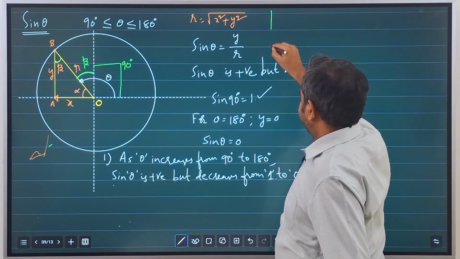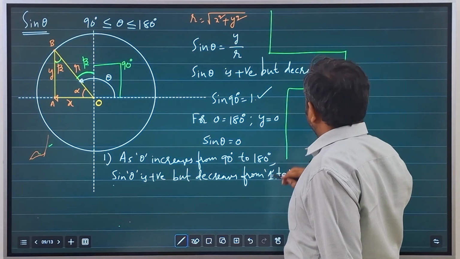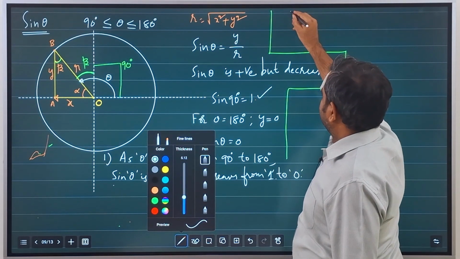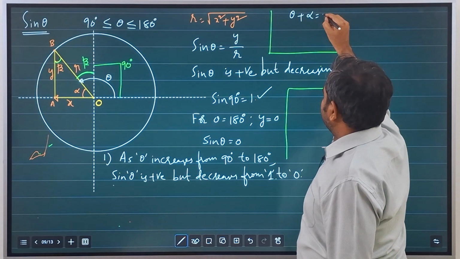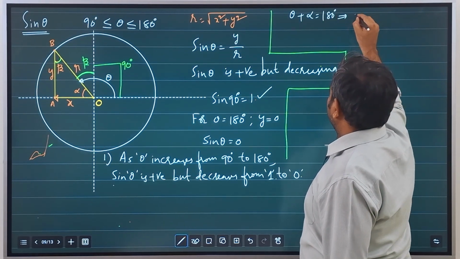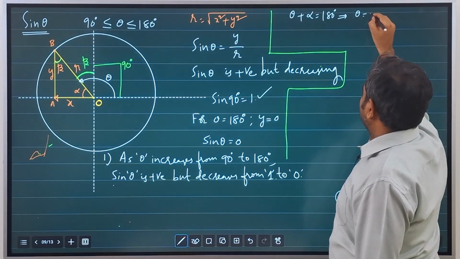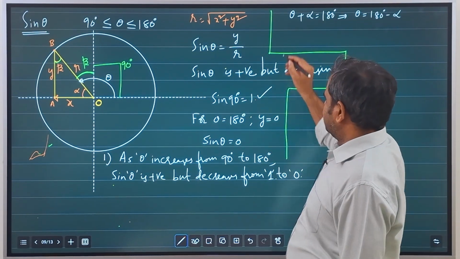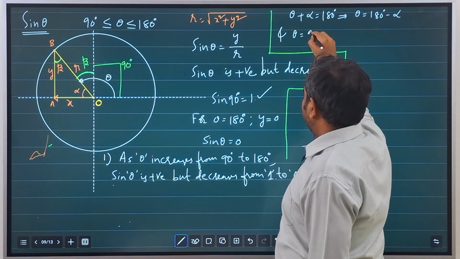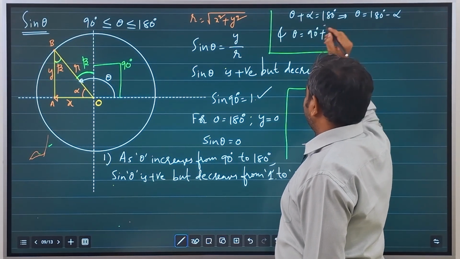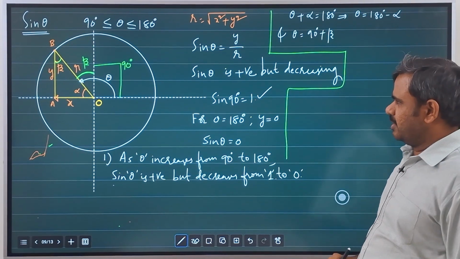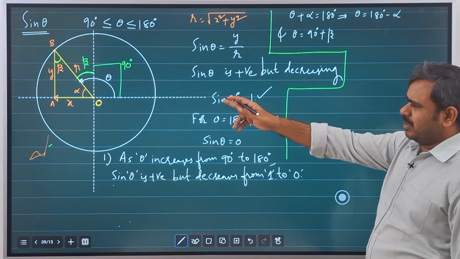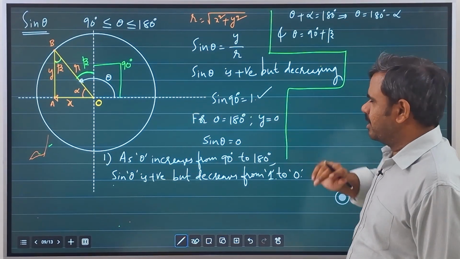So in the figure, we can write theta plus alpha is equal to 180 degrees, or I can write theta is equal to 180 degrees minus alpha. Also, theta is equal to 90 degrees plus beta. So this is the relation between angles theta, alpha and beta in the figure.